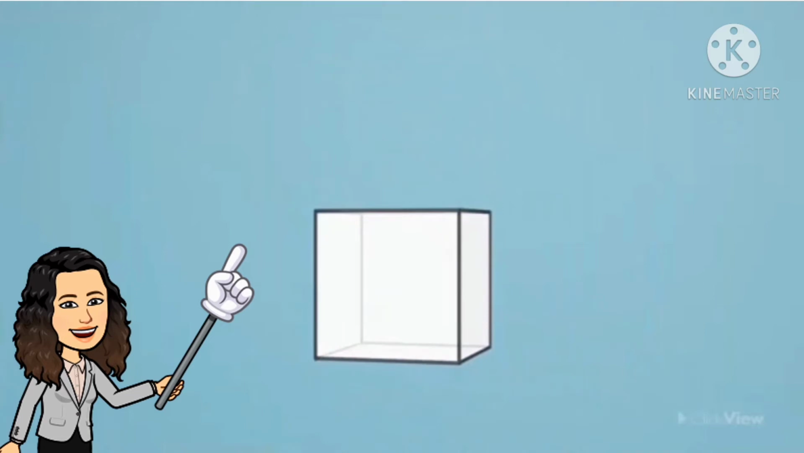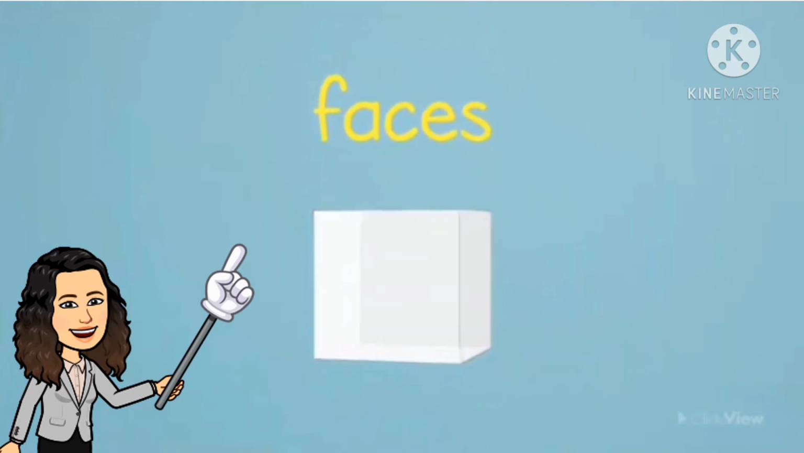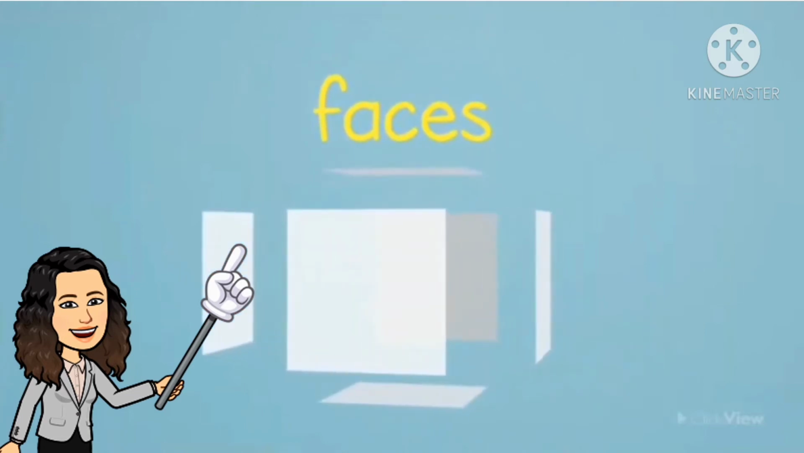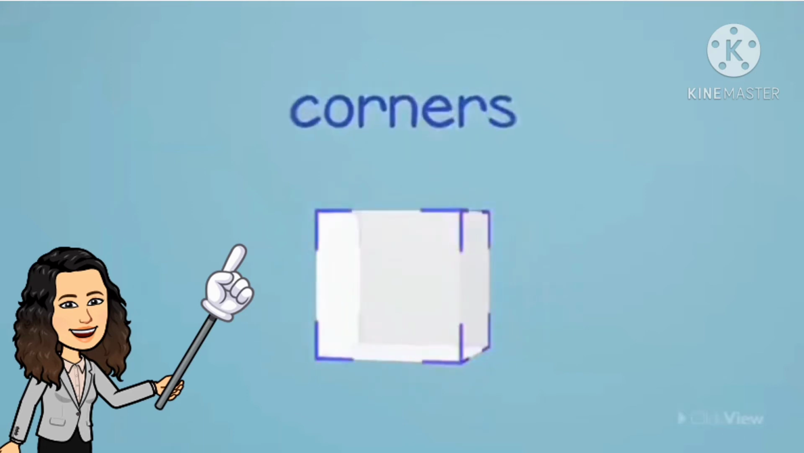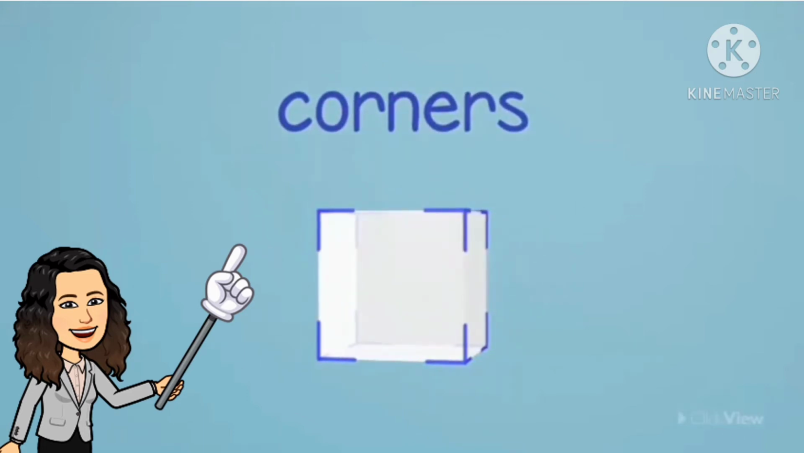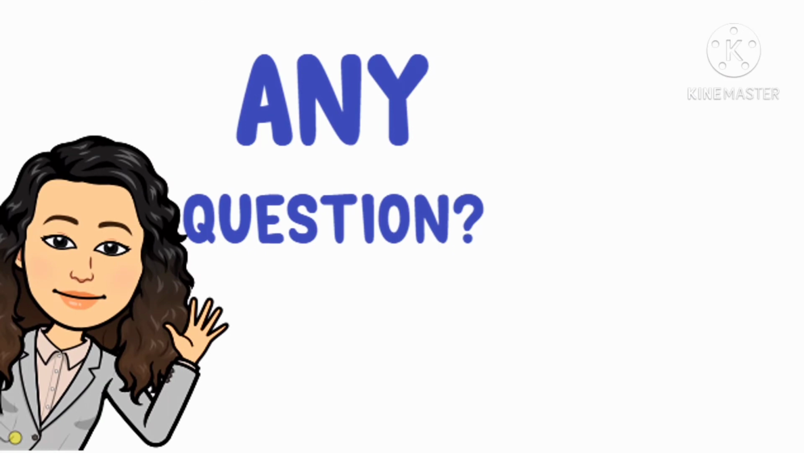To see how they take up space, there are some features that are common across three-dimensional shapes. Faces are the flat surfaces of a shape, edges are the lines where two of its flat surfaces meet, and corners are where two or more edges meet. Any question? Yes, Miss Milia?